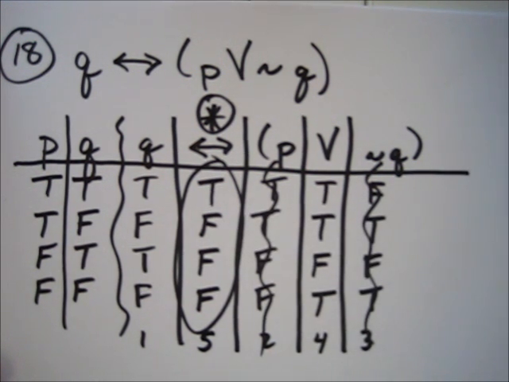And that's how you do a two-statement truth table.